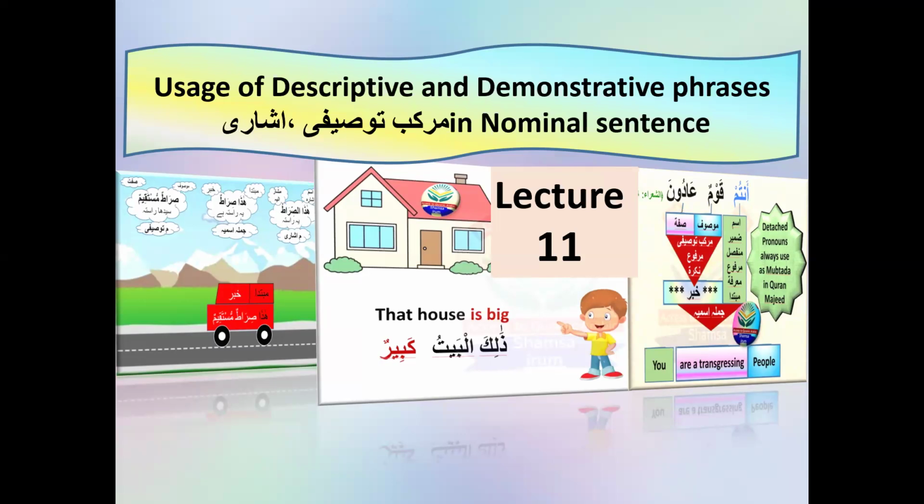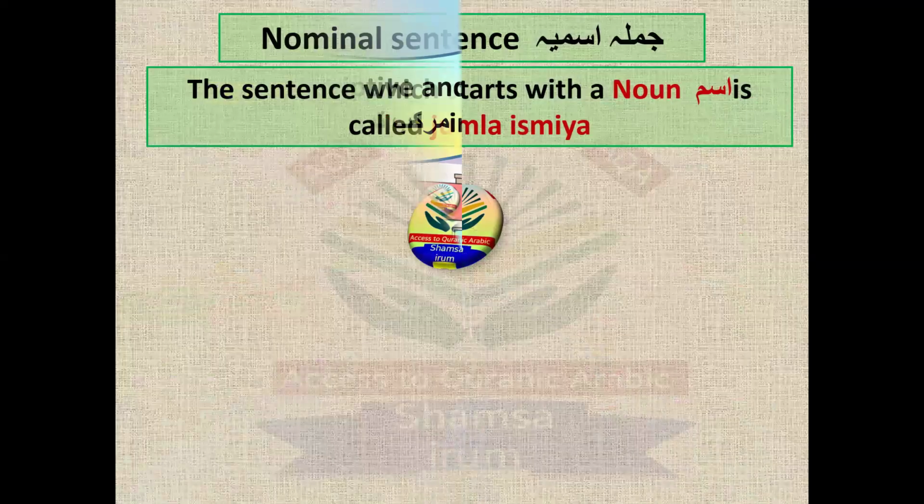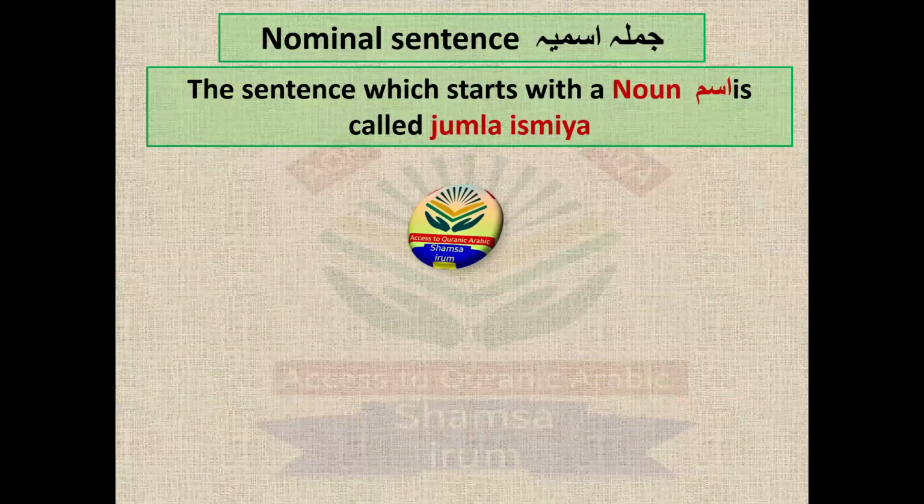Today, inshallah ta'ala, we will learn how we can use the descriptive and demonstrative phrase in nominal sentence in jumla ismiya. For starting this topic, first quickly revise the jumla ismiya, that we should know the terms and conditions for the jumla ismiya. Then it will be easy for us to know how we can use these phrases.